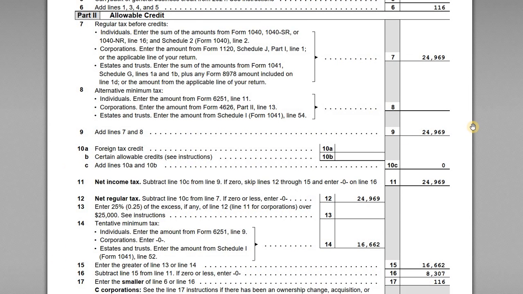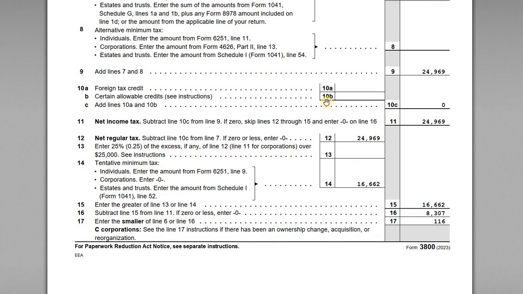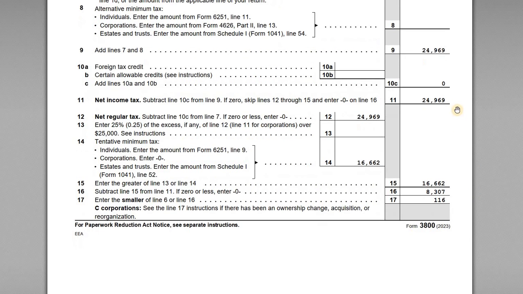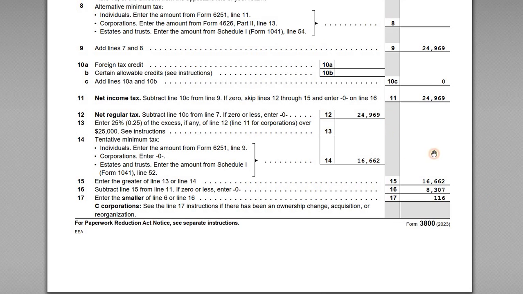So if we're starting with Part 2, lines 7 and 8, we have $24,969 of regular federal income tax liability. We don't have any AMT, right? So we're not in AMT, so we don't have any taxes owed there. Lines 10A and B, we're not claiming any foreign tax credits, and we don't have any other allowable credits coming through from Schedule 3. So that's why those are blank. Depending on your return, your fact patterns, you might have something different there. All right, so the net income tax we have here on line 11 is going to remain at that $24,969 figure. So the net regular tax is the same, $24,969.